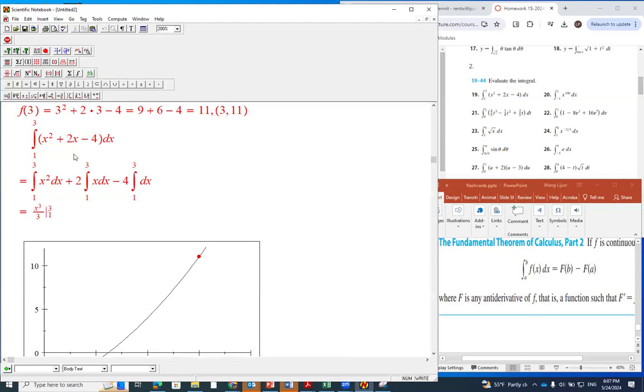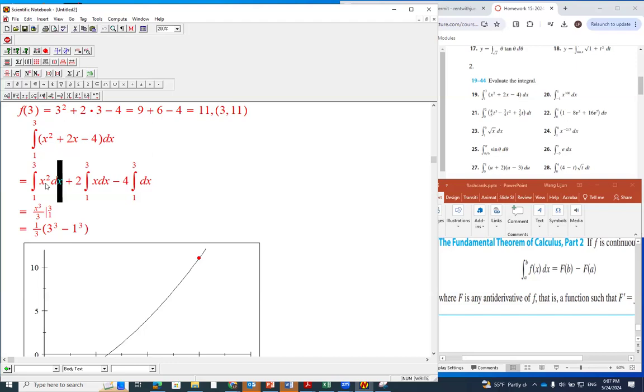And the next step would be, okay, of course, we're not finished yet, you can leave out the 1/3, and inside the parentheses you plug in the b, which is 3 here, f of b, which is 3 to the power of 3, subtracting 1 raised to the power 3. So that's what we're doing the integration for just this part.